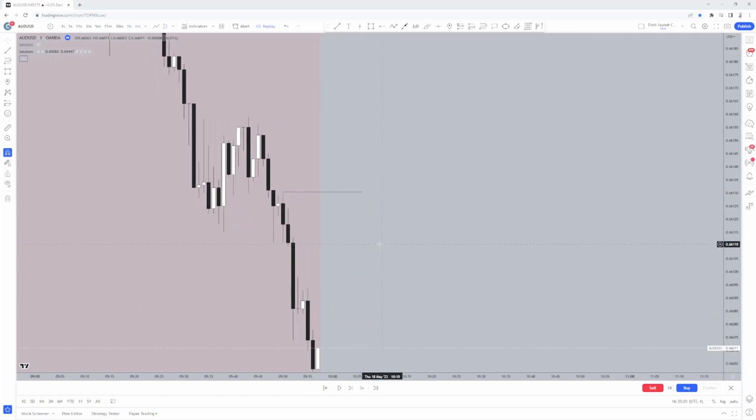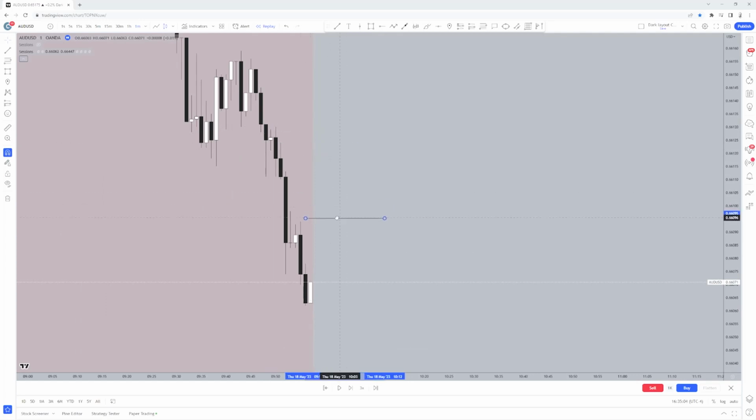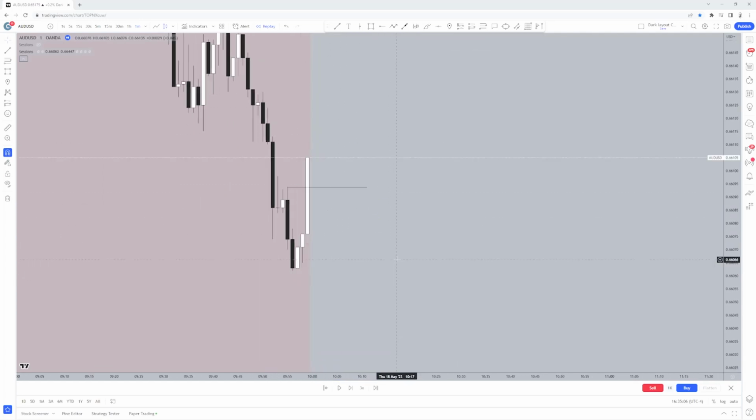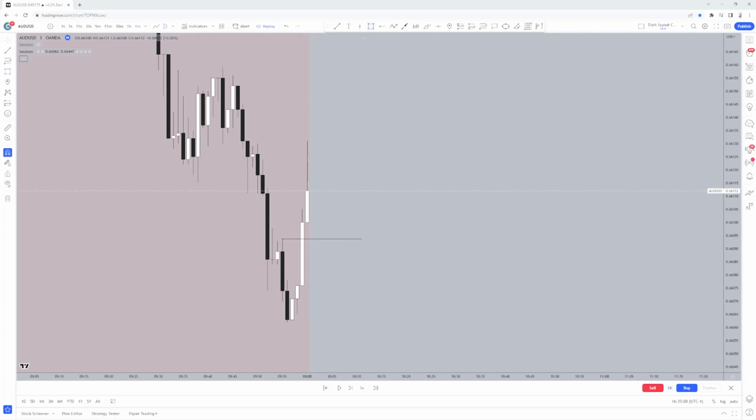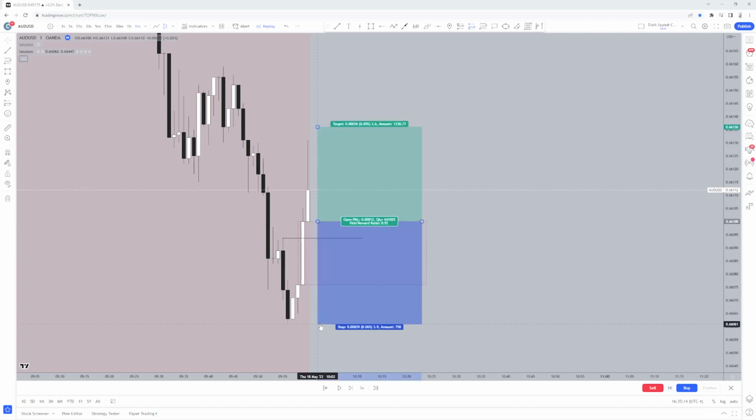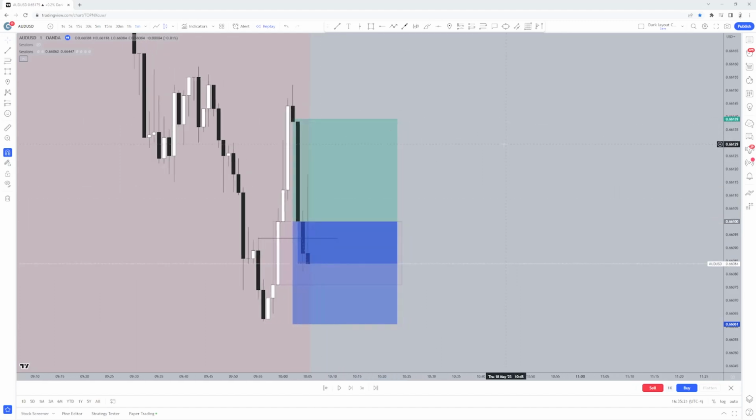I'm taking you step by step. Now it would happen here. This is the highest point. And there we have it. Now I would place my order exactly right here. Impulsive break. We have a fair value gap, stop loss below the area, 1-to-1 first profit. Okay. We are into the trade.